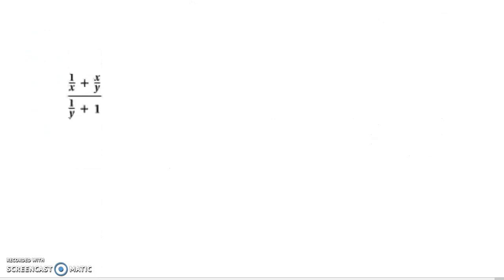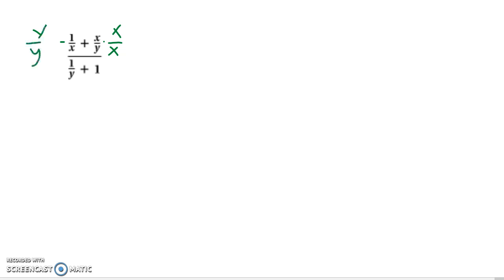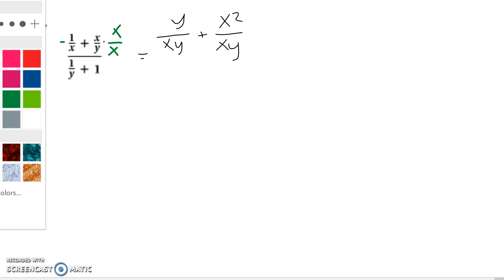With polynomials, it's a very similar idea, just now we have variables. So we are going to turn the numerator and denominator into single fractions. Our first fraction in the numerator has a denominator of x, the second has a denominator of y, and we need those to have common denominators. So we need to multiply the second fraction by x divided by x, and the first fraction by y divided by y, which gives us y divided by xy plus x squared divided by xy. So now we have a common denominator in our numerator.